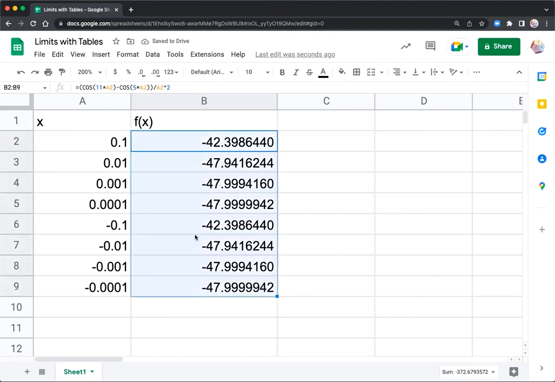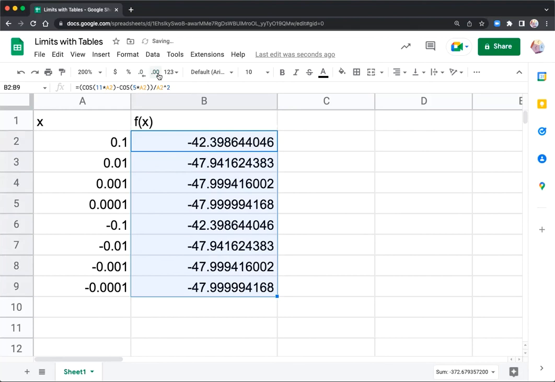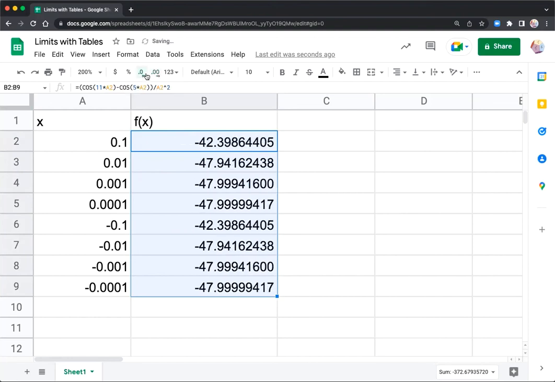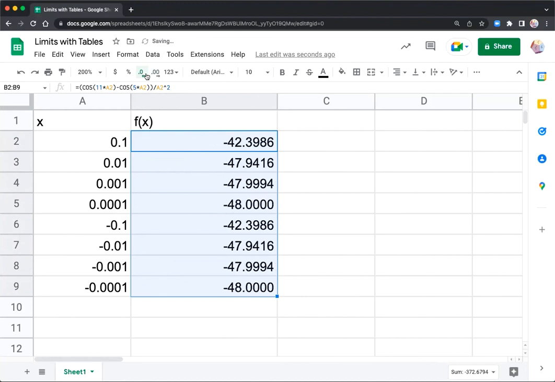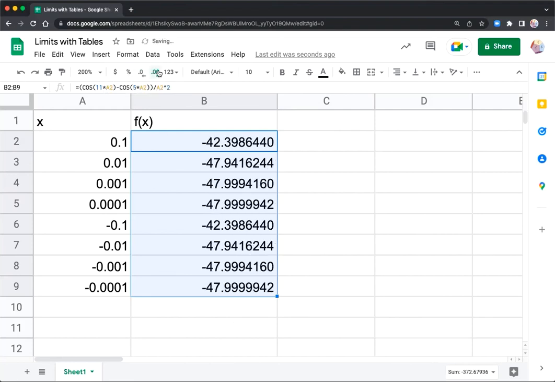I can select the whole family of cells and say, increase the number of decimal places to 8, increase the number of decimal places to 9. You can increase it to any number of decimal places that you want, or you can decrease it to any number of decimals. Maybe you're satisfied with things being to the nearest hundredth. Okay, well, to the nearest hundredth, here are these values. And yeah, maybe I'll leave it as a mystery, but can you use this table to estimate the value of the limit that we're after?